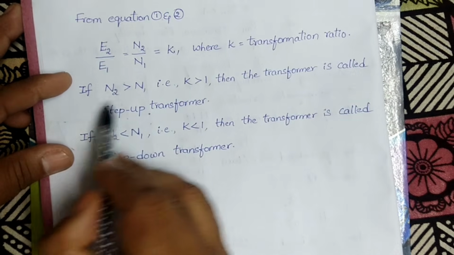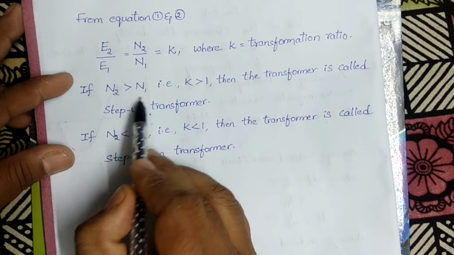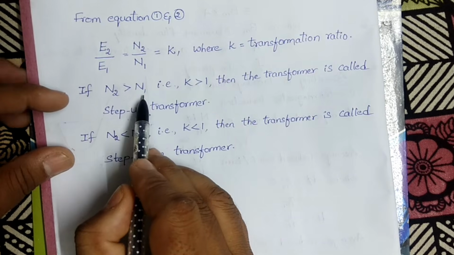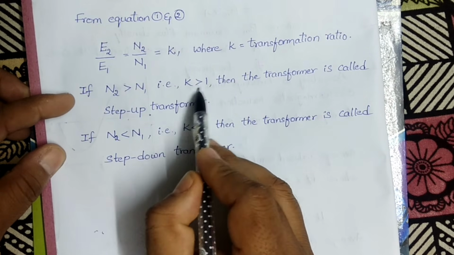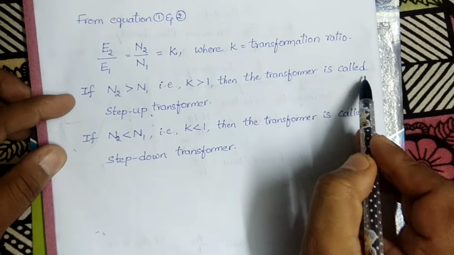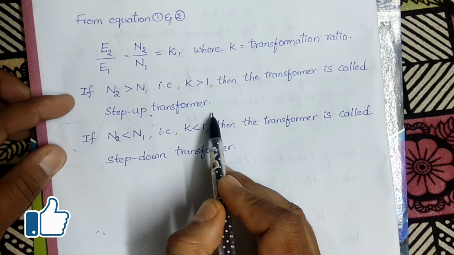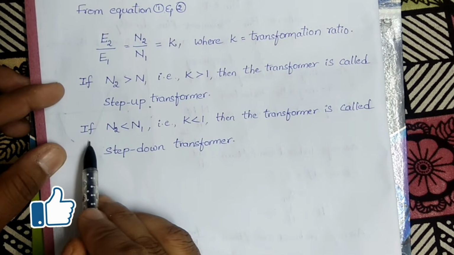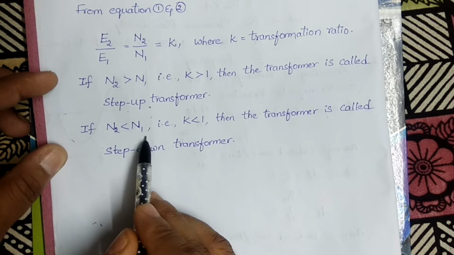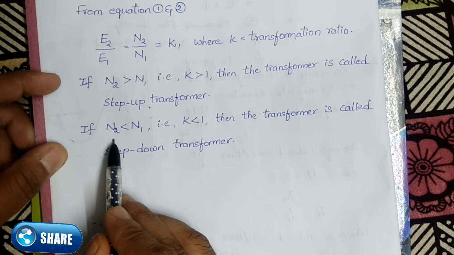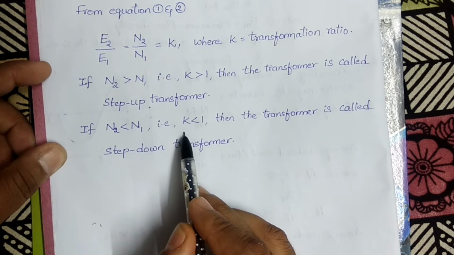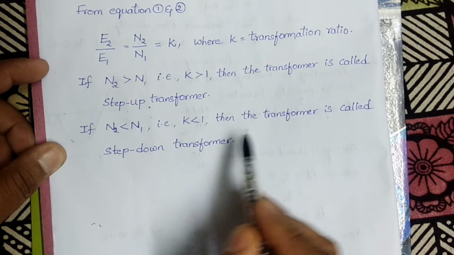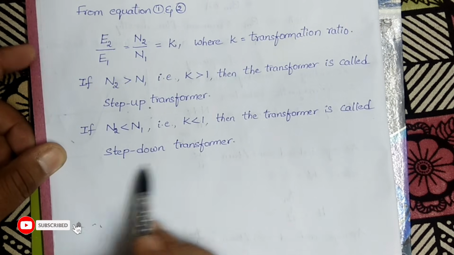If N2 is greater than N1, that is, the secondary number of turns is more than the primary number of turns, then the transformation ratio K is greater than 1 and the transformer is called a step up transformer. If N2 is less than N1, that is, the secondary number of turns is less than the primary number of turns, then the transformation ratio K is less than 1 and the transformer is called a step down transformer.